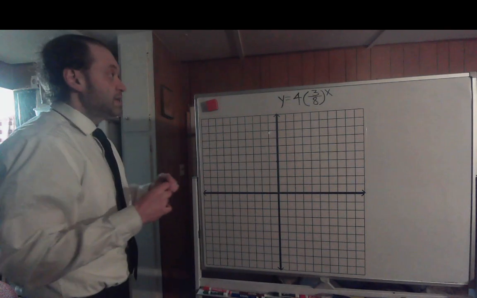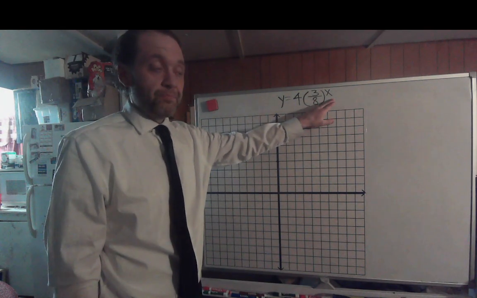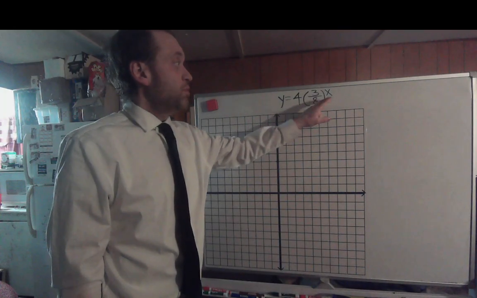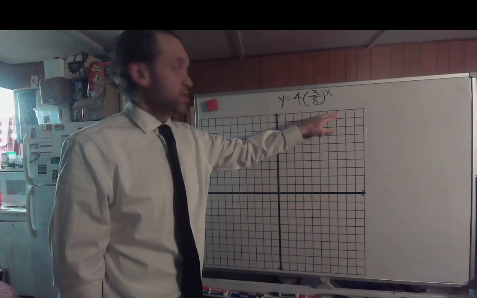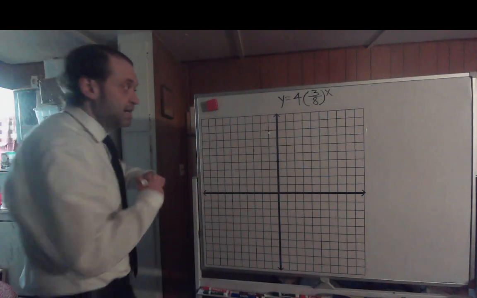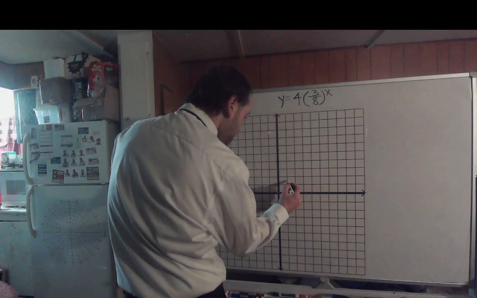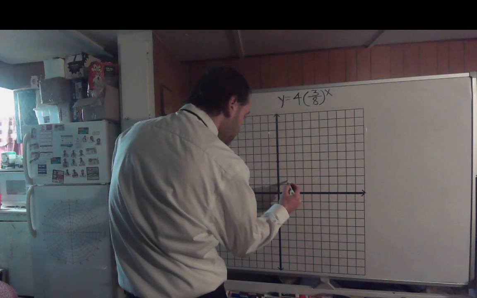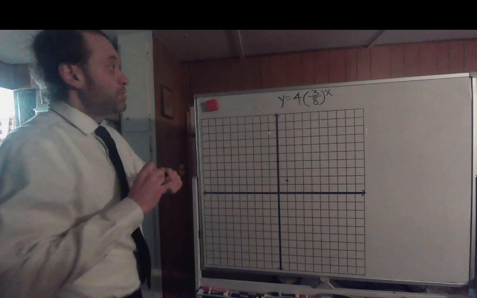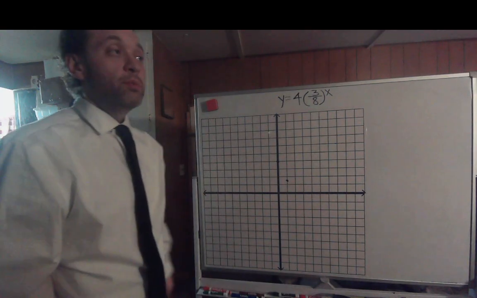All right. Now, what about when x is positive 1? Well, that would be, of course, 3/8 to the first power is 3/8. What's 4 times 3/8? That's 3/2, which is 1.5. So at 1, you're going to go all the way down to 1.5. Now, what about you raise 3/8 to the second power? What would that give you?